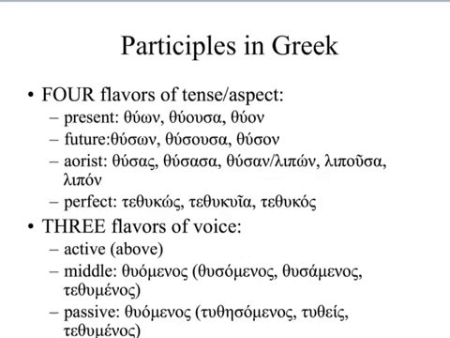But what I'm giving you here are the masculine, the feminine, and the neuter nominative singular of each of these tenses. This, of course, is the verb thuō, to sacrifice. So thuōn means sacrificing, and that's the present participle.